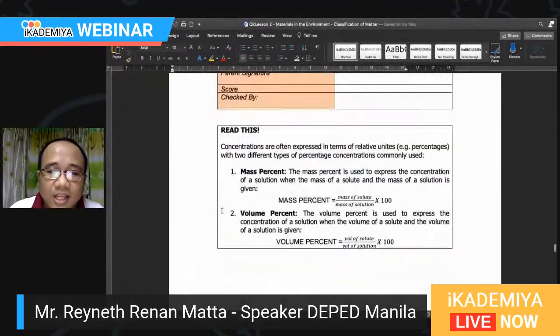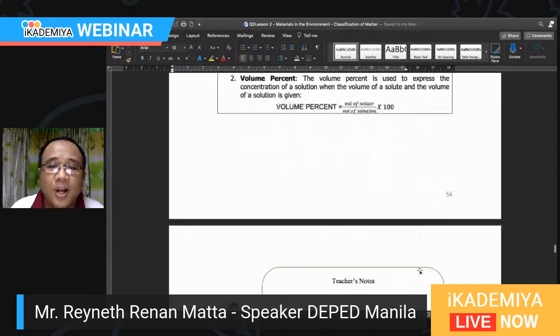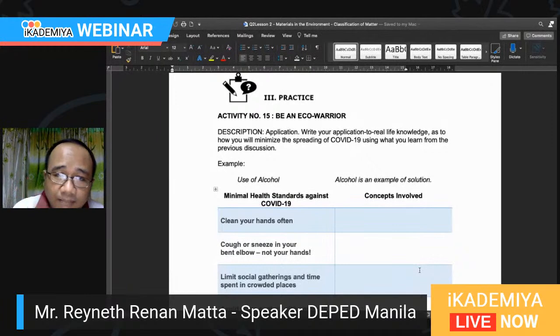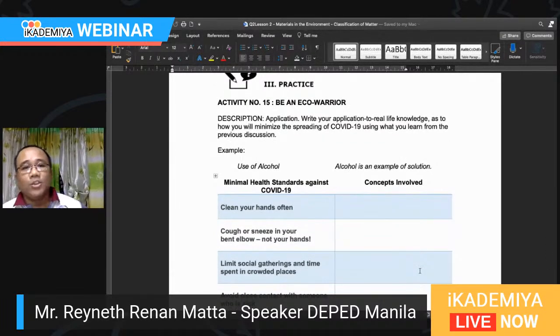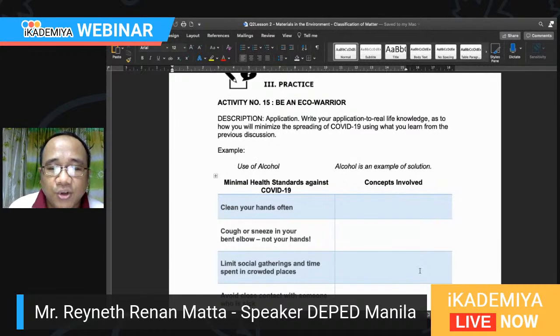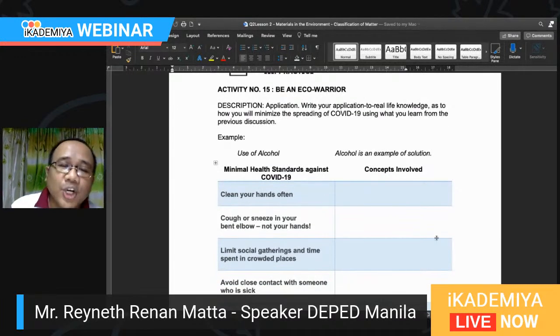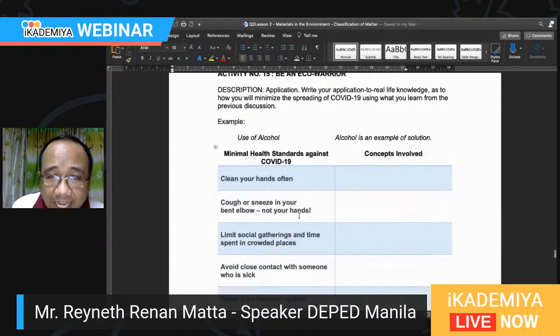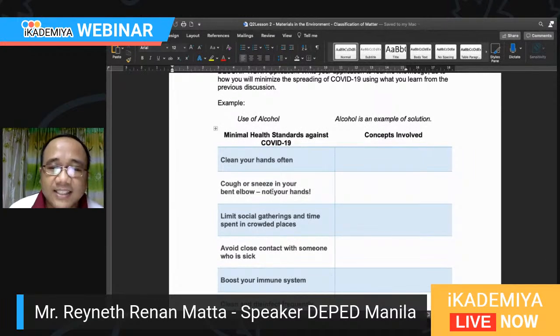So that's it. Look at the read this corner. It's very, very simple. Now, one thing that is good in this module is that the module successfully adapts to COVID. Why? Look at this. In the practice part of the module, there's what we call be an eco warrior, meaning that the students will be tested by adapting what they learn from the activities to the different minimum health standards being set by the Department of Health.